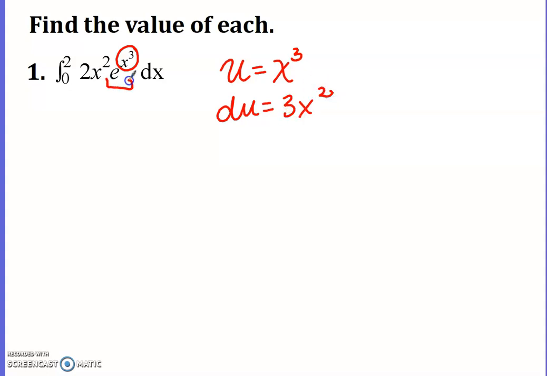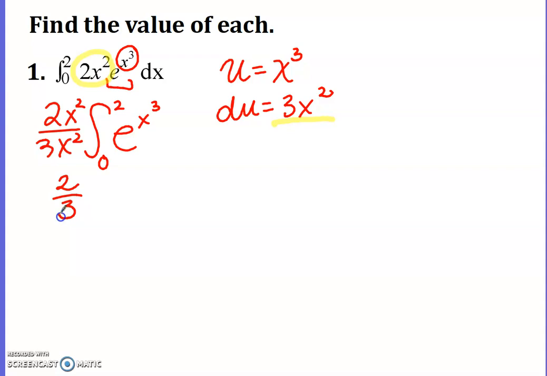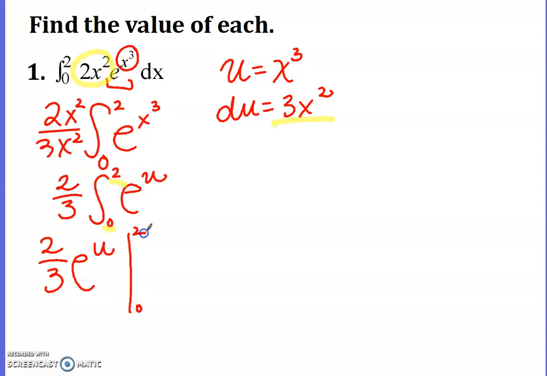Coming back to my integral, I'm going to leave this e to the x cubed inside the integral. I'm going to move the 2x squared out front and divide by du. This simplifies down to 2/3, and then I'm subbing in u. When I take the antiderivative here, I get e to the u, and I normally put plus c, but since it's a definite integral, we just use the long bar to the right and put 0 to 2.